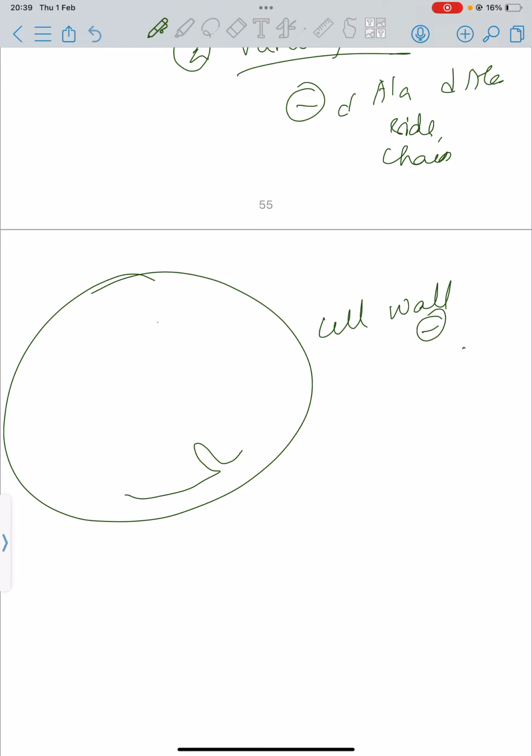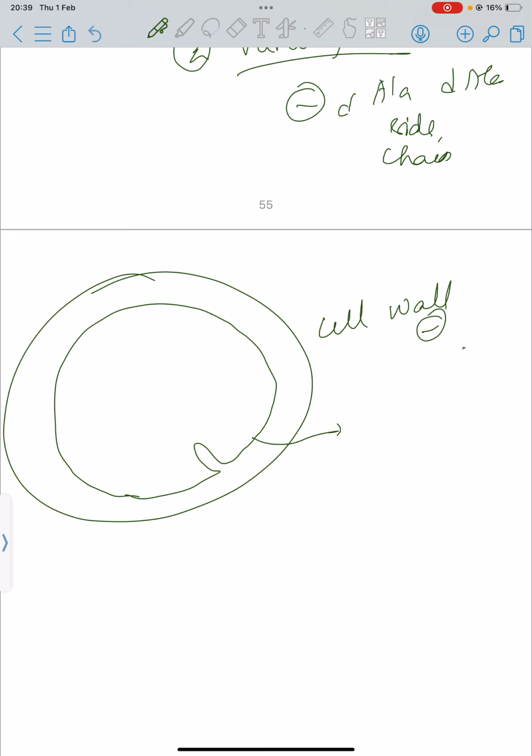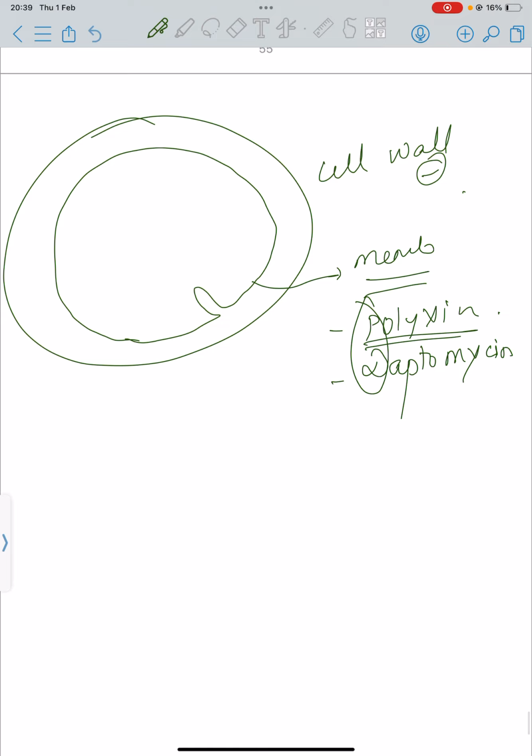Now, cell wall inhibitors are done. Then we'll look into cell membrane inhibitors. Cell membrane inhibitors basically include polymyxin and daptomycin. Just remember the names, polymyxin and daptomycin, PD for now. Then there will be some protein synthesis inhibitors.